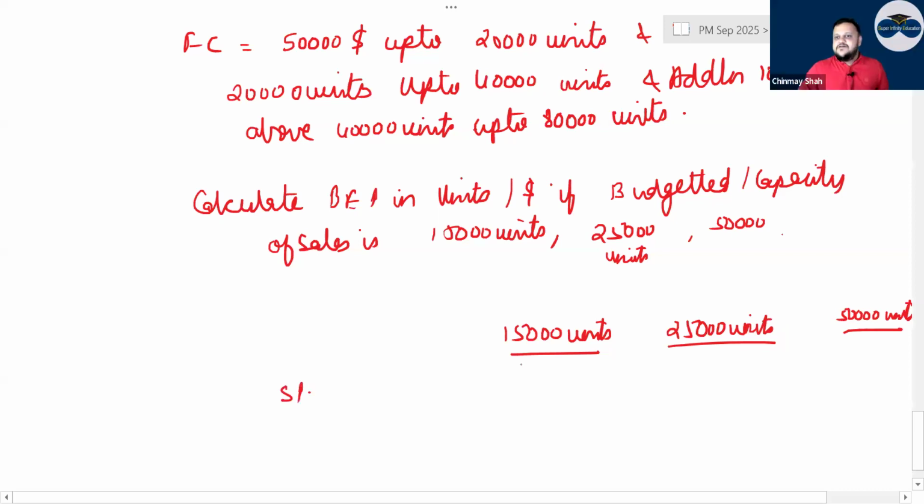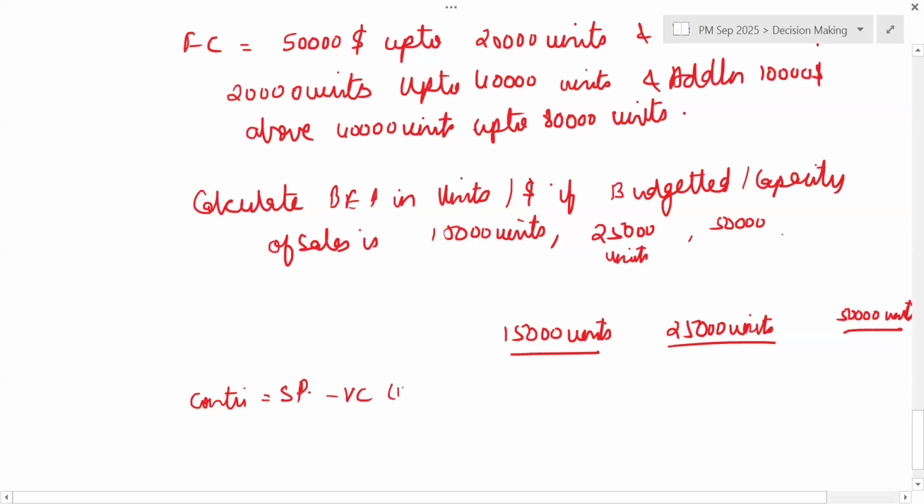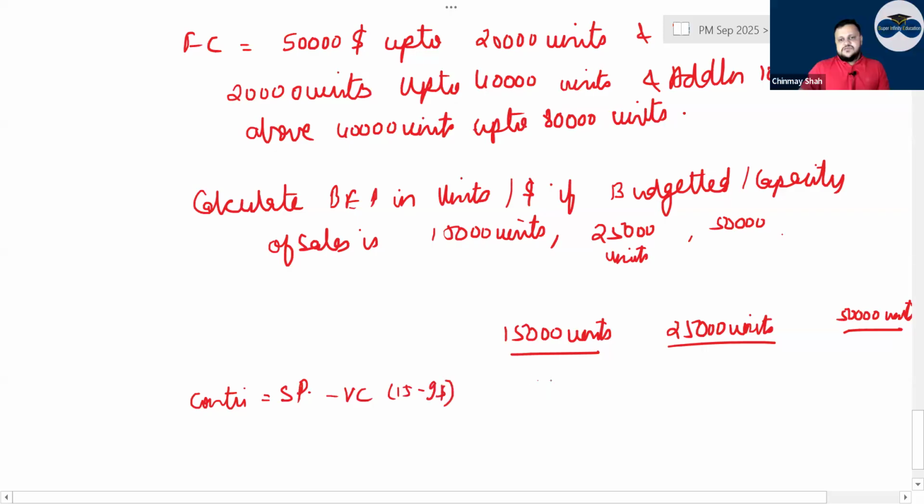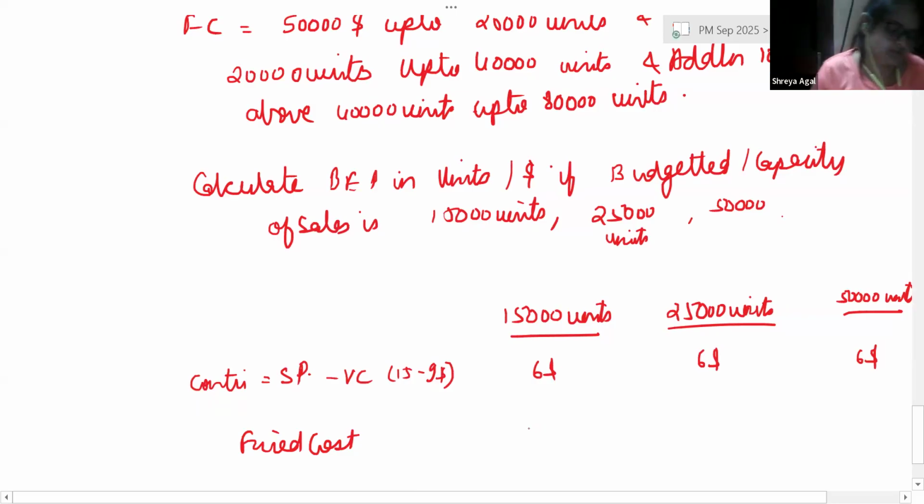So have a look. Selling price, nothing told. Selling price minus variable cost directly do. Contribution, write down contribution for all the 3. Selling price minus variable cost: 15 minus 9 is what? $6. Correct. Then you have fixed cost. How much? Up to 15,000, how much fixed cost? 50,000.